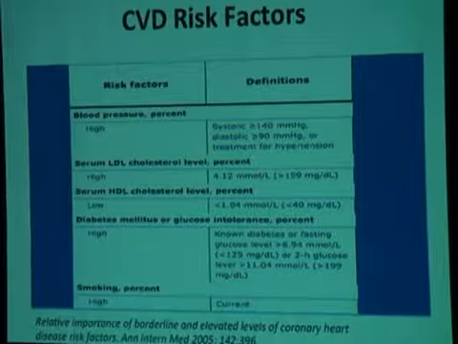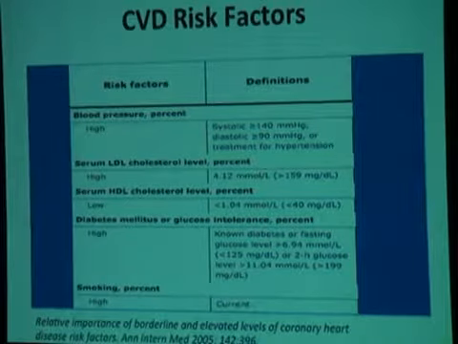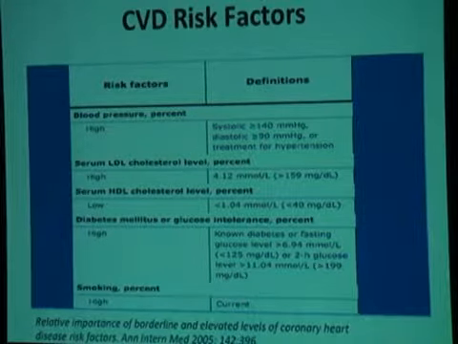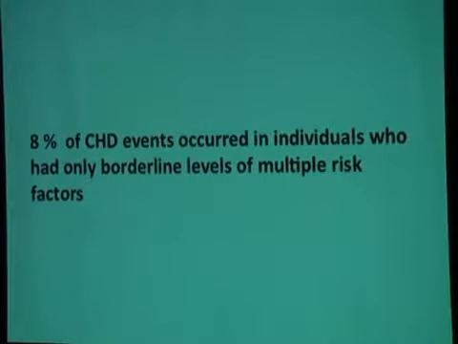So according to those values, he is a male and he's 53, but his blood pressure is 135/80, so this is not considered a risk. And the LDL is 105, so this is not considered yet a risk. The HDL is 50, and his blood glucose is random. This is the level which is given in this presentation. But there is new information now. 8% of events occurred in individuals who had only borderline levels of multiple risk factors. So we have established risk factors and we have borderline levels of risk factors.